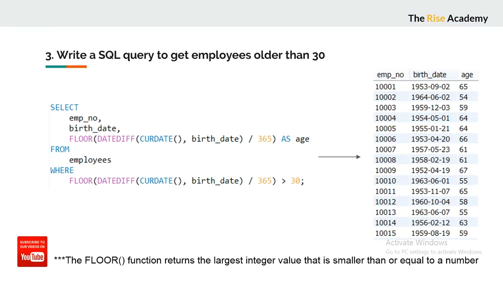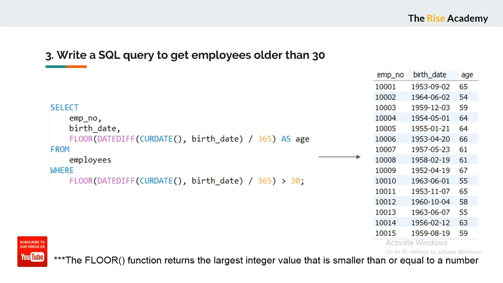Next problem is write a query to get employees older than 30. In this problem, I apply the floor function and the dateDiff function. dateDiff is used to calculate the difference between two dates.